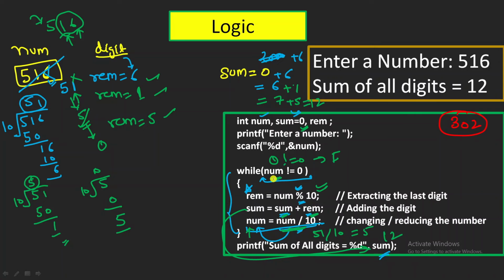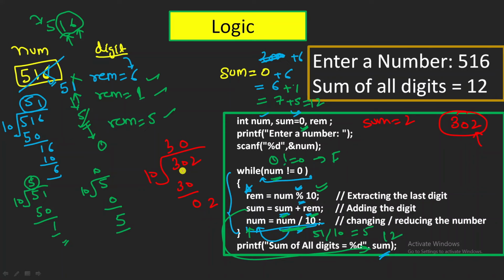How? Because initially 302 is there, 302 by 10. What will I get? I will get the last digit. Okay, you can do this type of division by yourself. So you will get the 2. Okay, then what you are doing? Remainder plus sum. So initially sum was 0. So 0 plus 2, 2. So sum you will get 2. Now next time you are changing your number. So if you divide 302 by 10, you will get 30 as quotient and 2 as remainder.